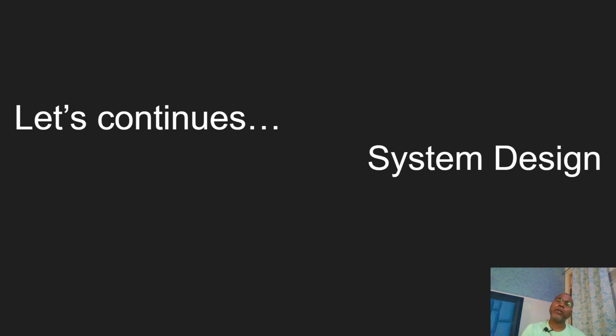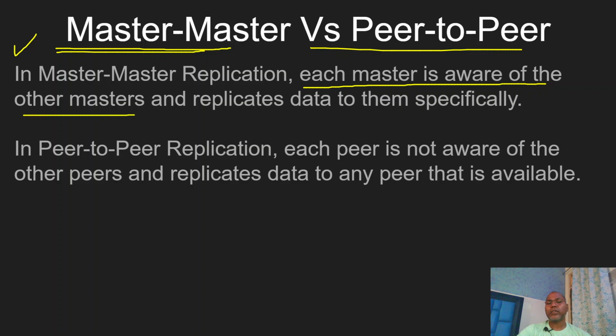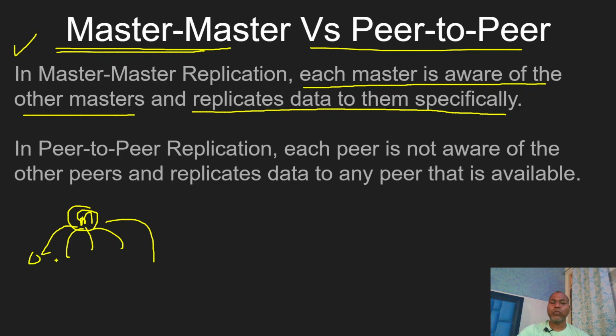So an initial confusion happens: what are the differences between master-to-master and peer-to-peer? We discussed that master-to-master is generally used in financial domains where data consistency is very much required. In this case, each master is aware of the other masters and replicates data to them specifically. So here the masters ensure that, since each has a replica factor of 10, they know the other masters they are going to replicate to. Similarly, this master also knows it has to replicate to another. So here we are ensuring that data is replicated to the others.